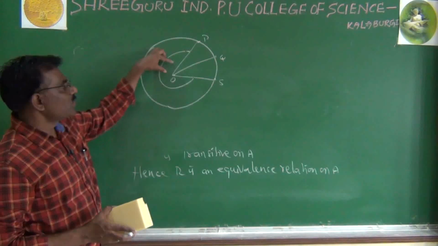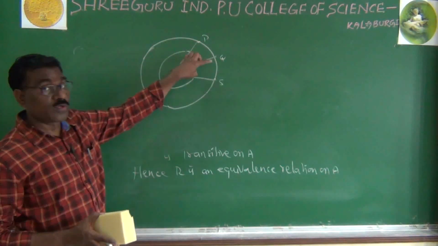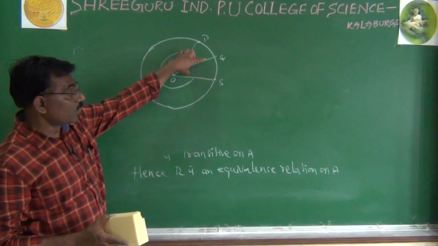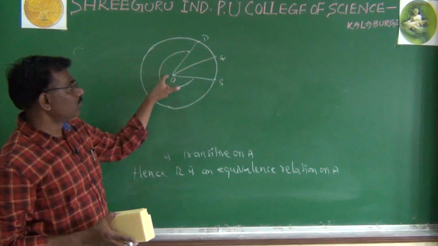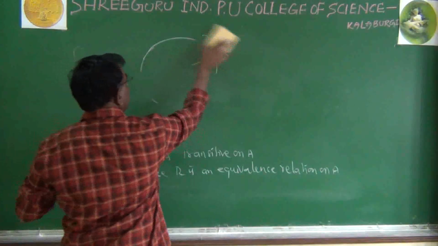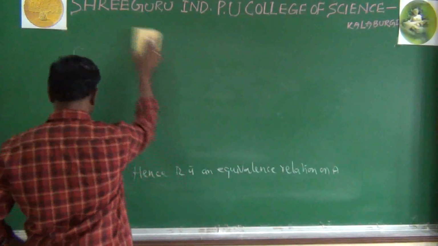Reflexive means OP equal to OP only. Symmetric: OP equal to OQ, then OQ equal to OP. Transitive: OP equal to OQ, OQ equal to OS, then OP equal to OS. Hence the relation R is an equivalence relation.